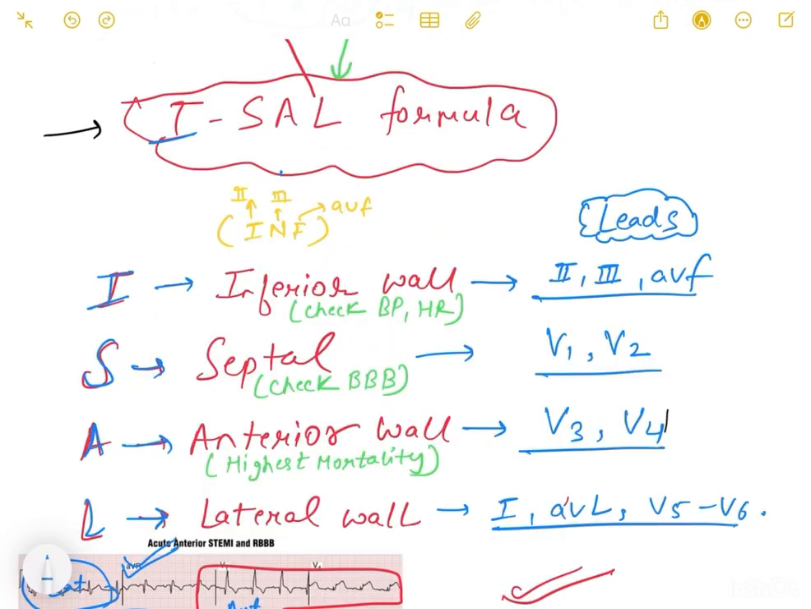There is one more trick if you want to remember inferior wall MI. Look at this word inferior. Just imagine this as 2. This is lead 2. These are 3 lines, so this is for lead 3. And this F is for aVF. So now you can easily remember it anywhere. Just imagine inferior wall MI: lead 2, lead 3, aVF.